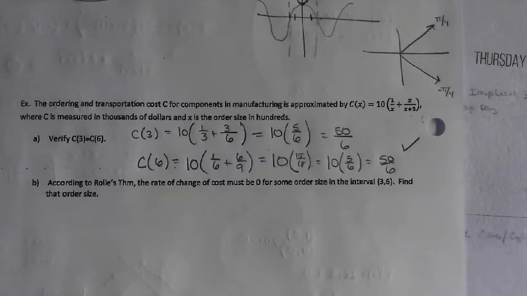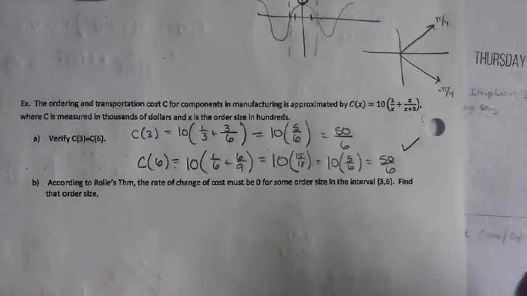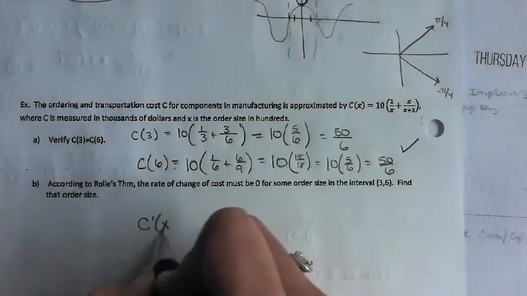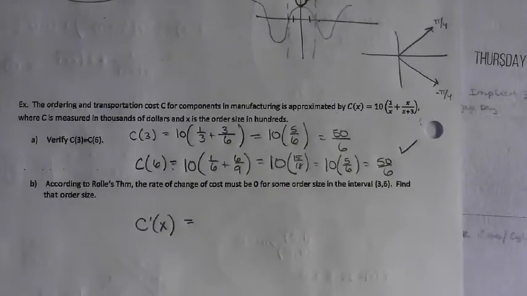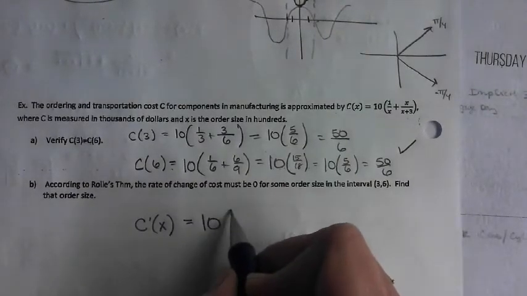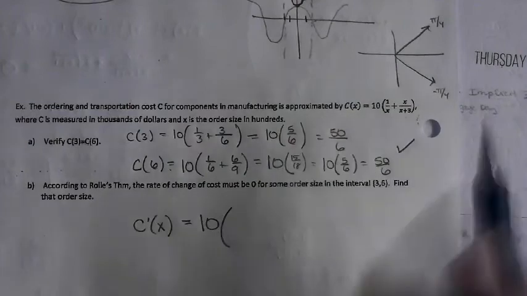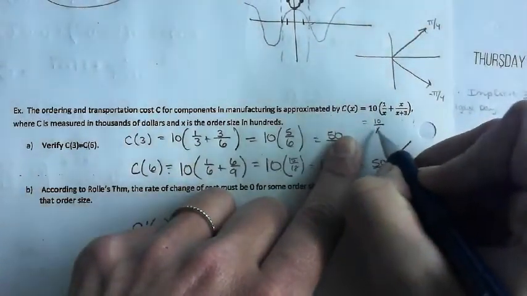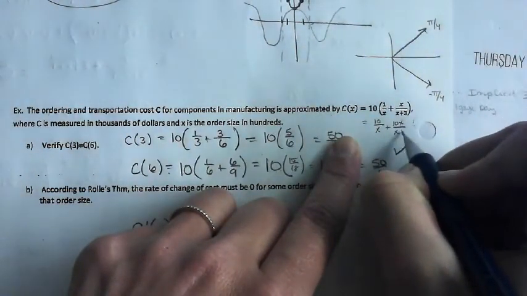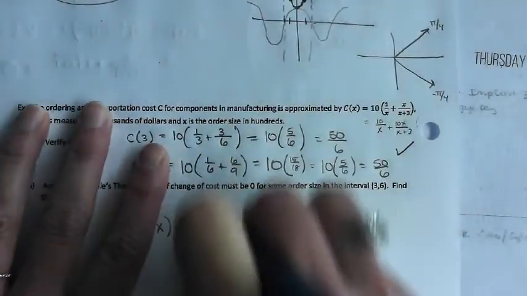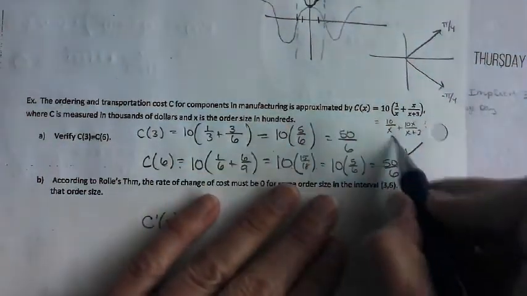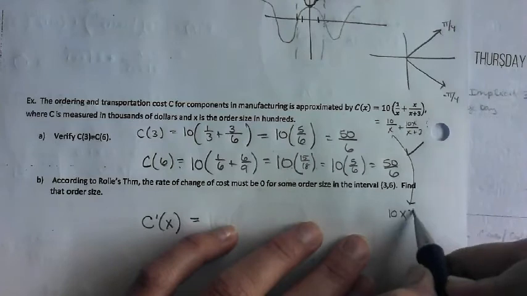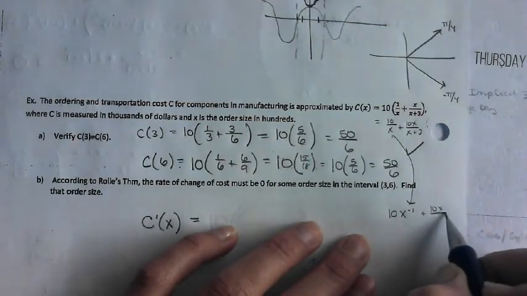And then just find the order size. So somewhere between 3 and 6, we have to set the derivative equal to 0. So C prime of x equals 10 times, I don't know if I want to do it this way, because I'm going to have a quotient rule in there. I'm going to distribute the 10 in the original. That's just my personal preference. I'm also going to rewrite the original as 10x to the negative first on that first term anyway.